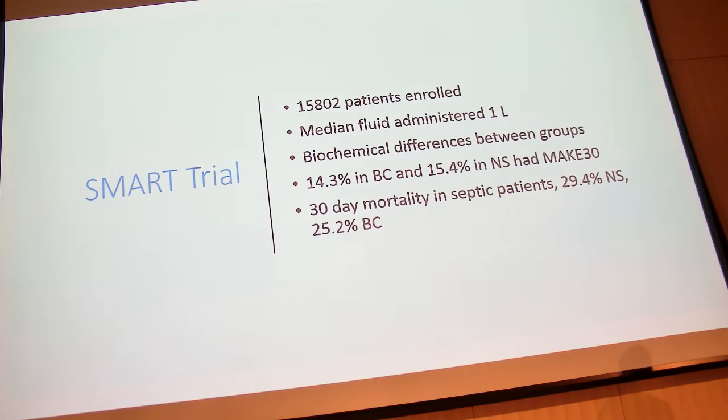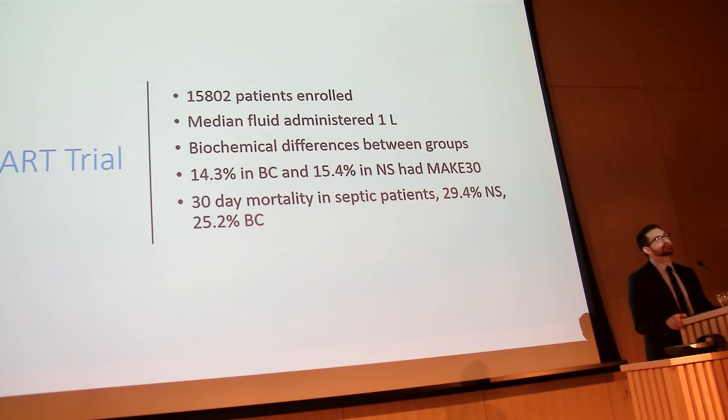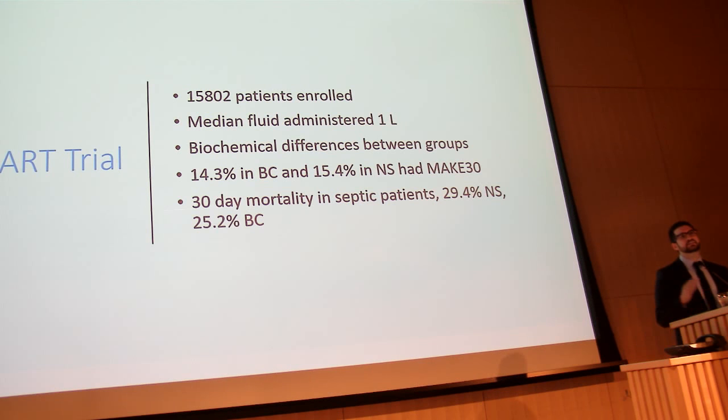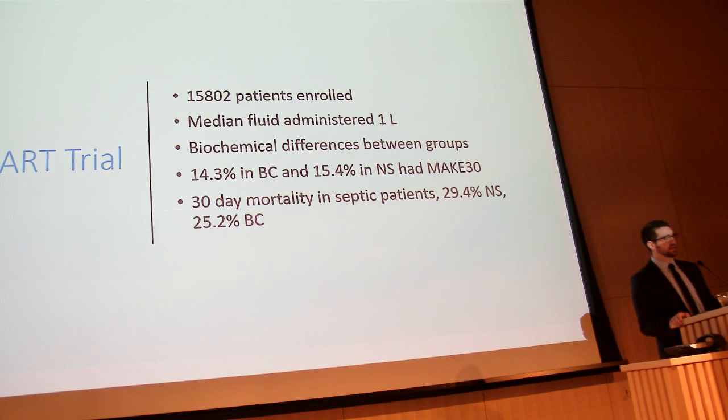About 16,000 patients. Median fluid administered was 1 liter. Patients in the ICU got up to 7 liters in this trial. And this was a very good trial in terms of what they looked for. They demonstrated a biochemical difference between the groups. What has previously been shown in healthy volunteers, we know that there was more hyperchloremia and less bicarb in the normal saline group. So they saw those same physiological changes, and they found a difference in MAKE30.